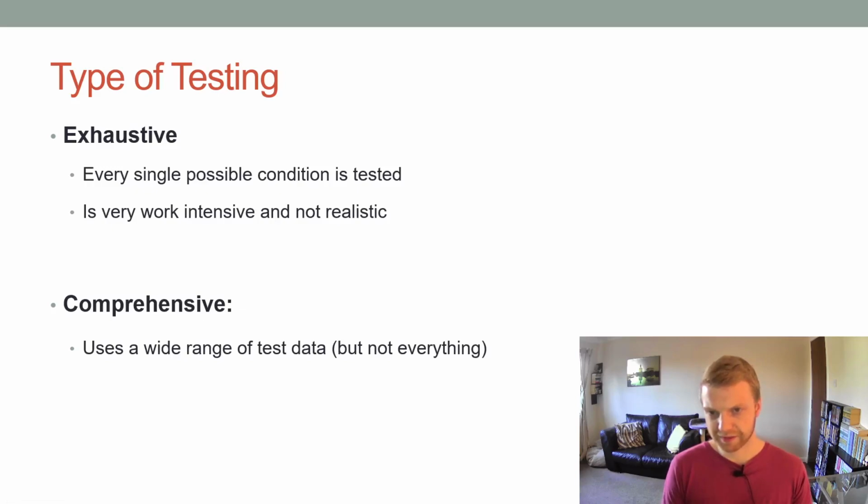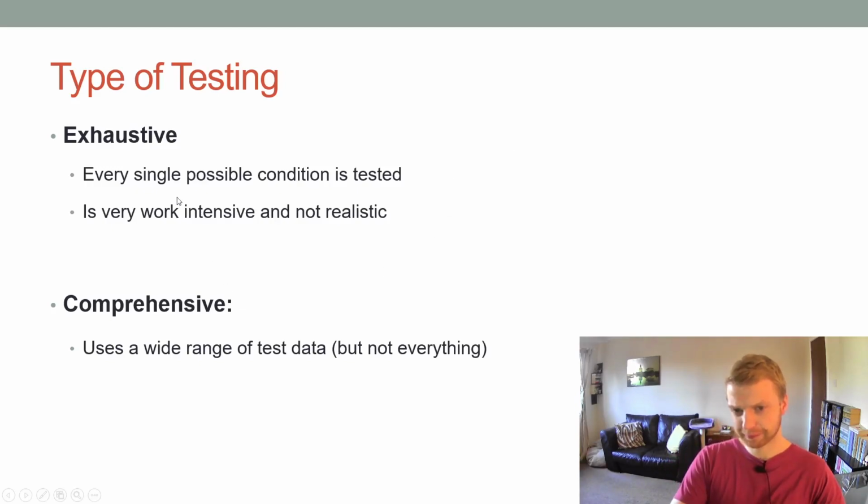Here's the two types of testing. There's exhaustive and comprehensive. Now exhaustive sees you test every single possible combination, like every possible value, sorry.